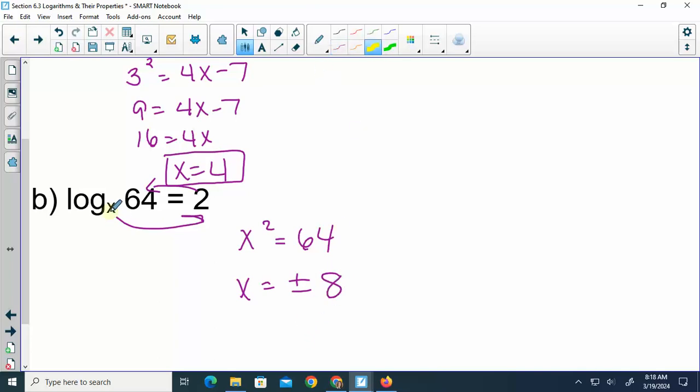Now we check. If I put in a positive 8, am I okay? Can I make that base a negative 8? No, because by the definition of a log, the base has to be positive. So 8 is the only answer that works.